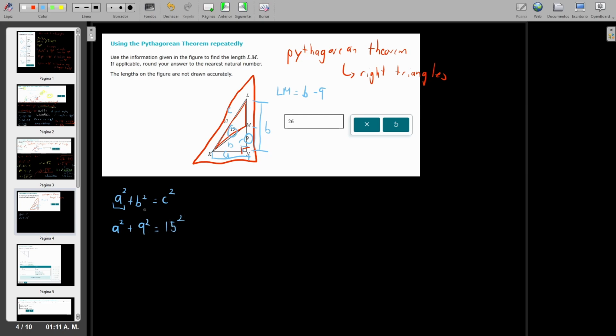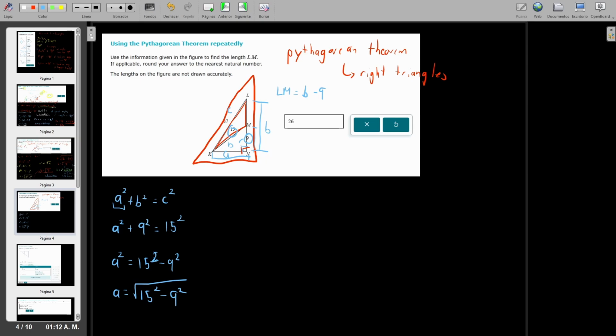15 squared. So we isolate A. A is going to be 15 squared minus 9 squared. Sorry for that. A is going to be the square root of 15 squared minus 9 squared. We put that in our calculator.